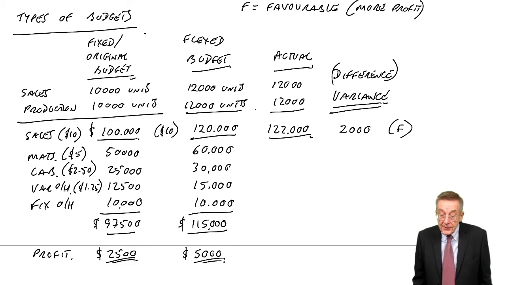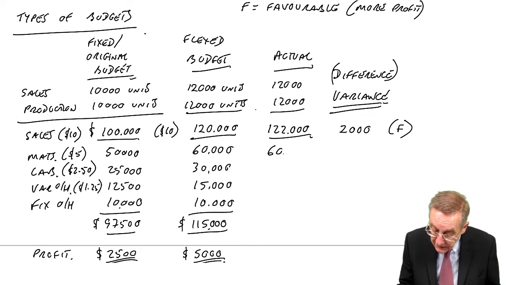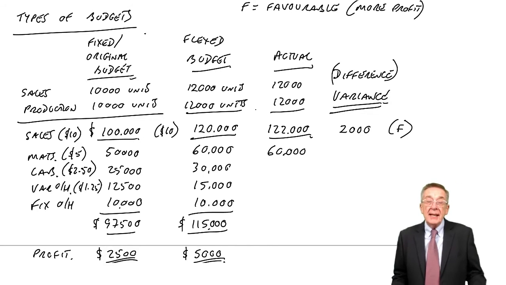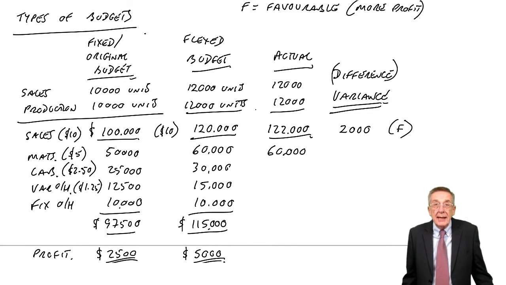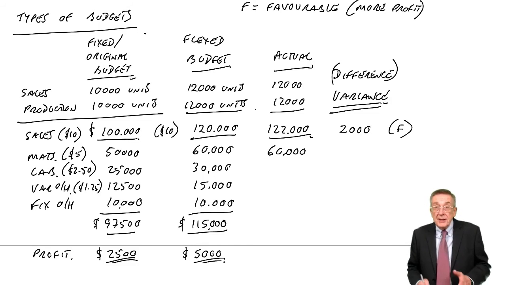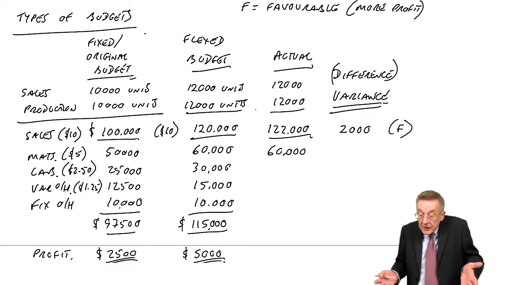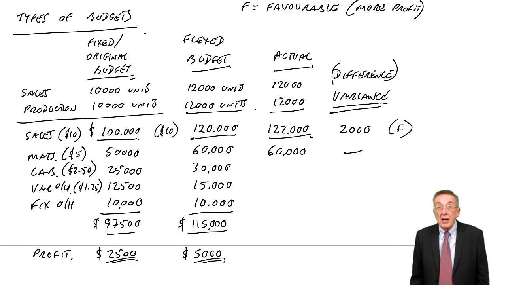Let's look at the costs. The actual cost of materials was 60,000. And as I was saying earlier, to have compared it with the original 50 would be silly. For our level of production, we expected to spend 60. We have spent 60. There's no variance. The manager has done what you might call a perfect job.